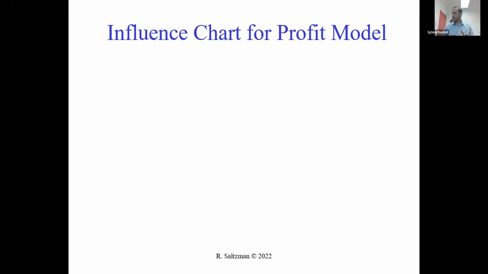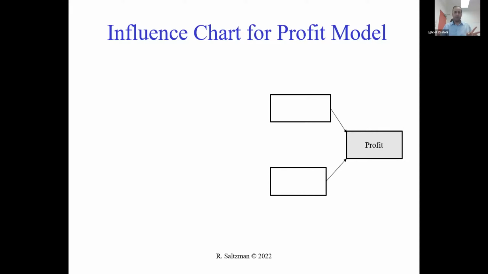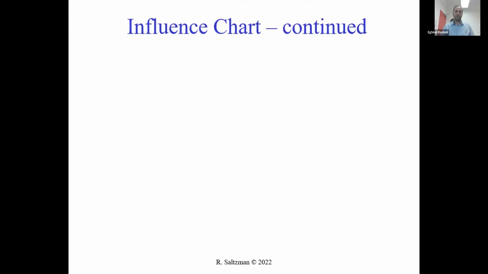So let's start with the influence chart that we just learned, okay? This is a very simple problem. You really don't have to do this, but I want to show you the scientific approach for this, which is the influence chart. So we start with the end or the goal in mind. What is the goal? The total profit, okay? So what goes into the profit? That's your total revenue, subtracted by total cost, okay? So two factors, revenue and cost, okay?